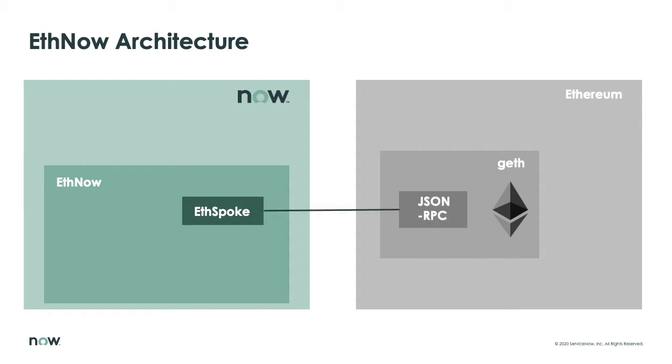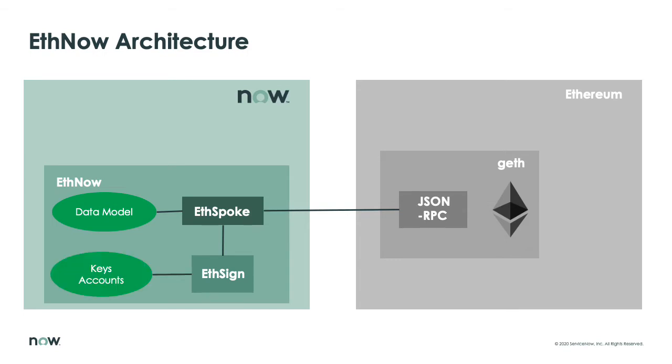Each spoke uses a data model within the ServiceNow instance to persist the required information like smart contract addresses, methods, and transactions. The second scoped application is the signer, NIT Sign, that is required by the spoke to digitally sign transactions before sending them to the blockchain. The signer uses two tables called keys and accounts to handle the public-private keys required for the blockchain interaction and their association to ServiceNow users.